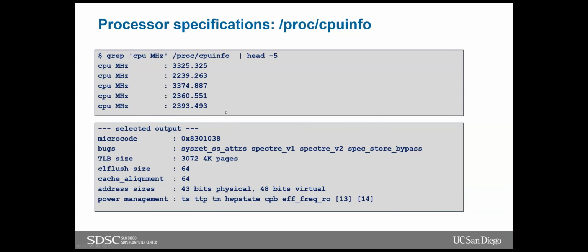As I mentioned, on Expanse there are 128 processors. So if we ran this for all of them, it would be a very verbose output. If we just want to find the megahertz, we can filter it down with head -5, which shows us just the top 5. The bottom part is the rest of the information that's available. I wanted to show it to you, but again, not that important for today's discussion.